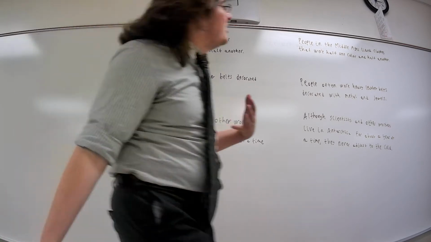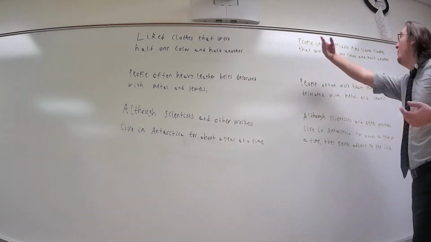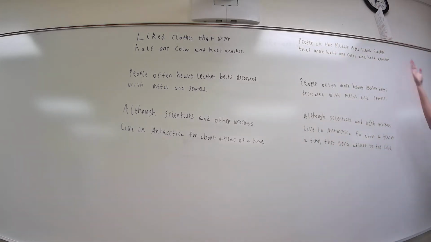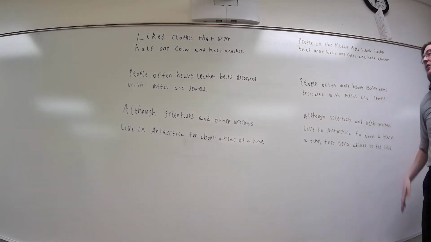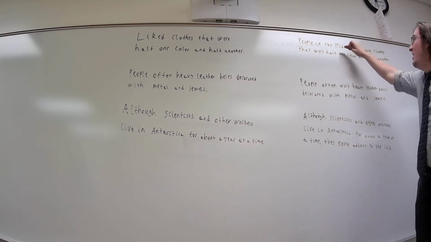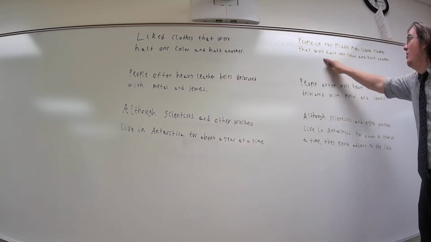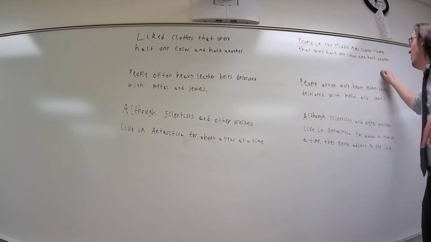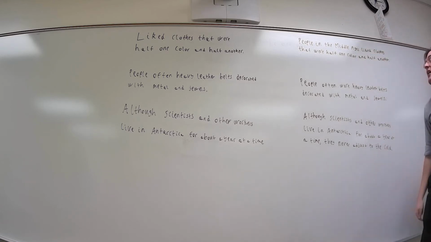So I corrected this and made it into the sentence, people in the Middle Ages liked clothes that were half one color and half another. This is correct because now I've added a subject. Now we know who liked the clothes that were half one color and half another.